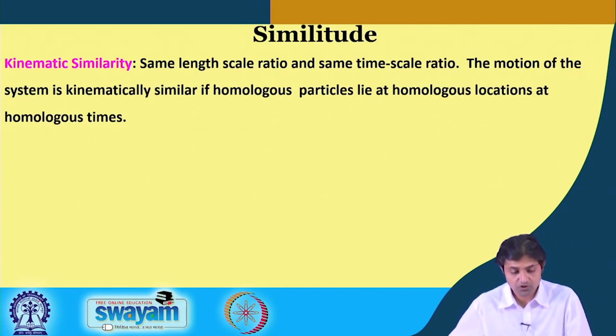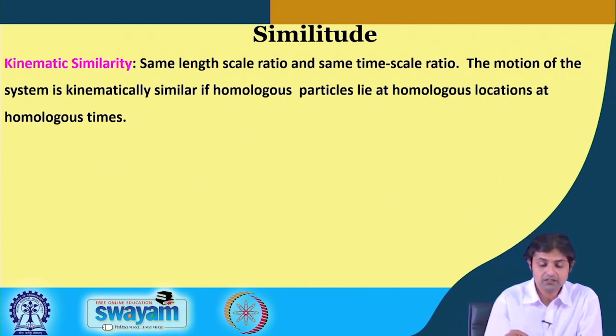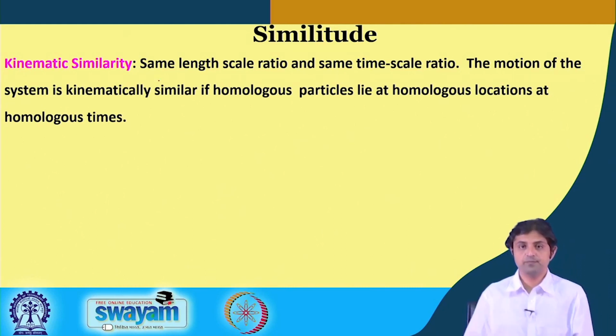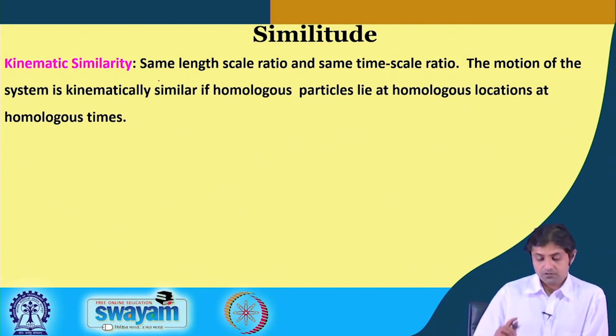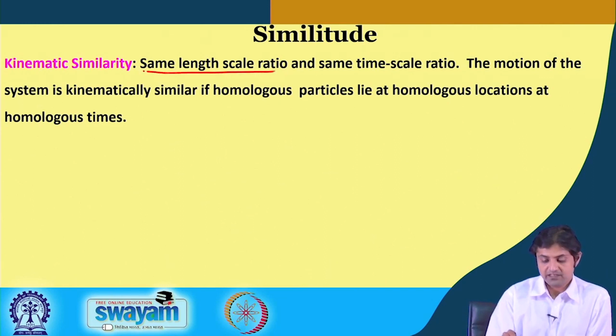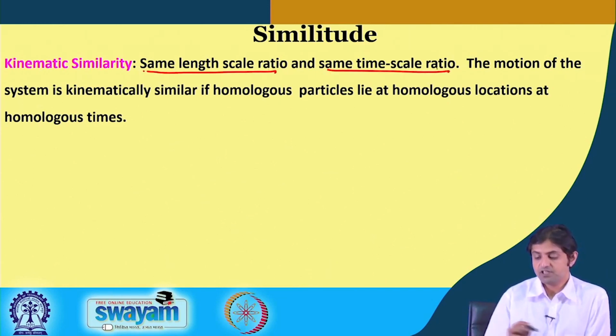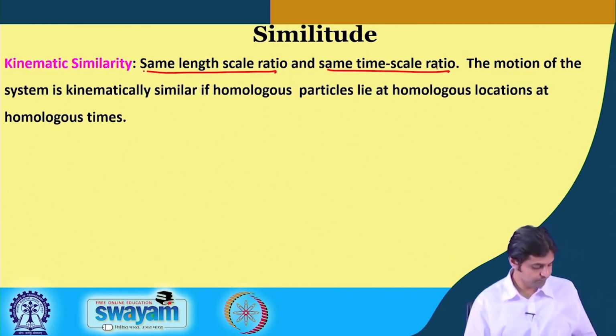Now, there is another term called kinematic similarity. Kinematic is related to speed, right. So, this means if we have the same length scale ratio and same time scale ratio, the motion of the system is kinematically similar if homologous particles lie at homologous locations at homologous times. All right.